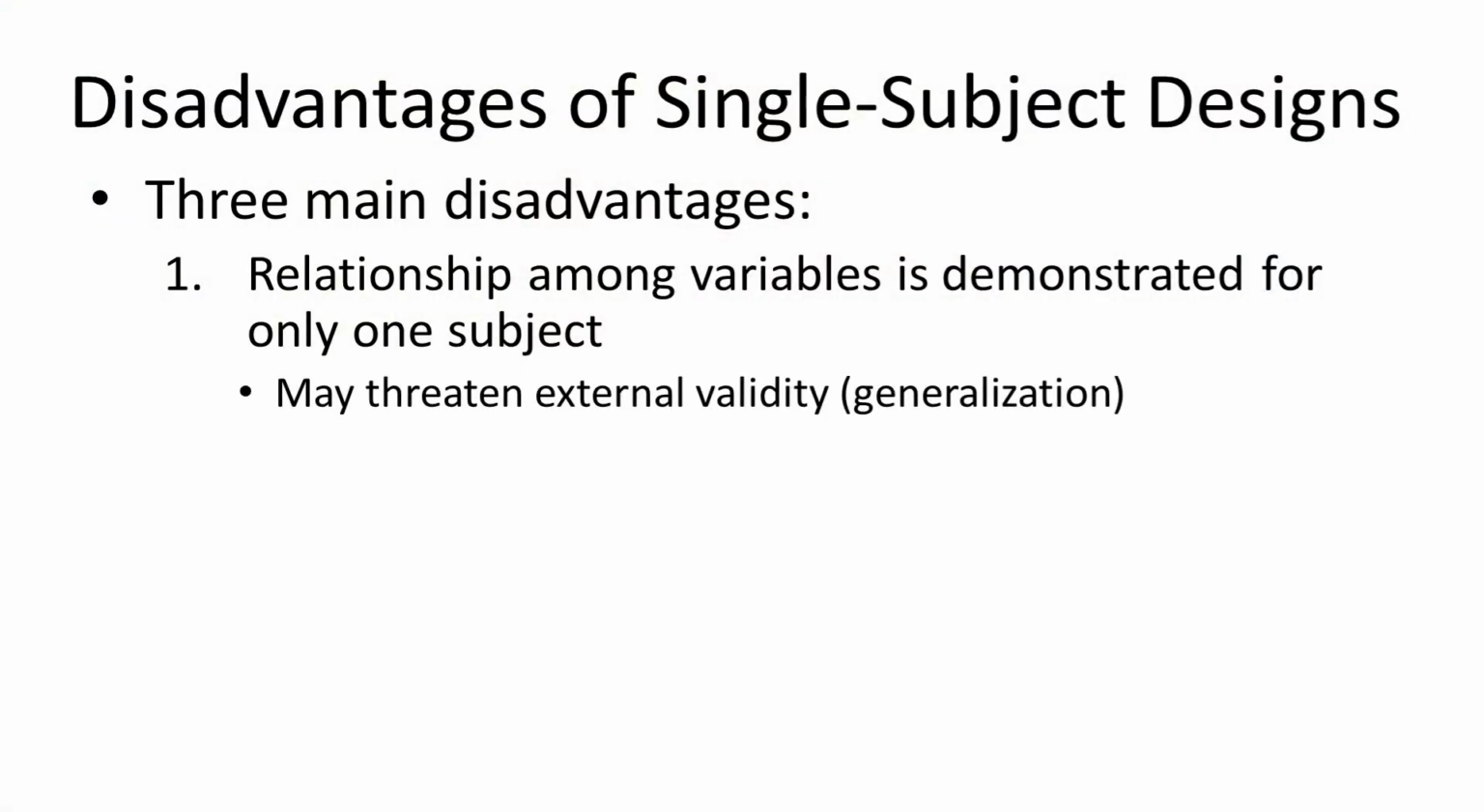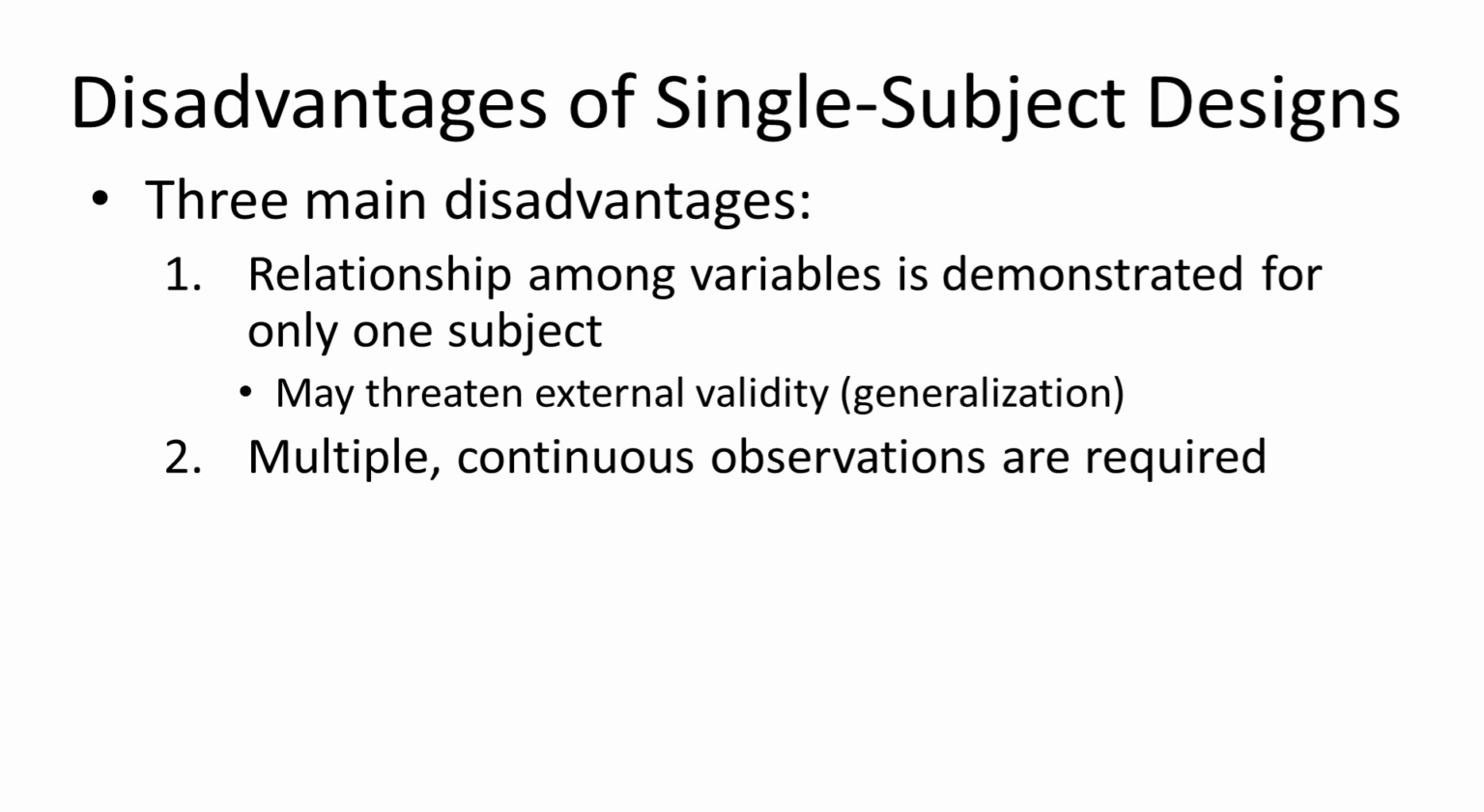So you're definitely going to have a big threat to your external validity here. Another one is that multiple continuous observations are required. If you think back to the kinds of research designs we've talked about before, whenever you're measuring people over time, there's a whole number of things that can happen. You have those time-related threats to your study.